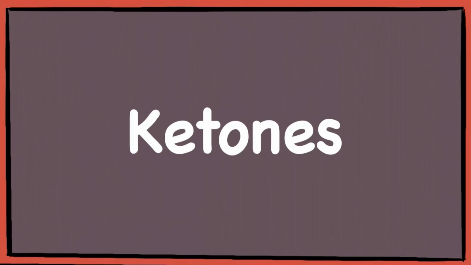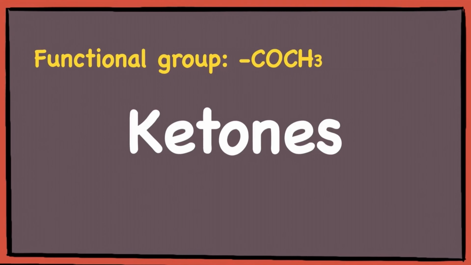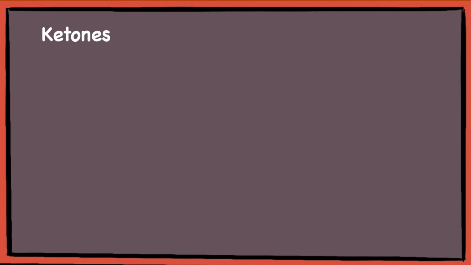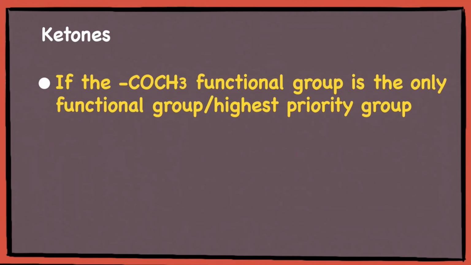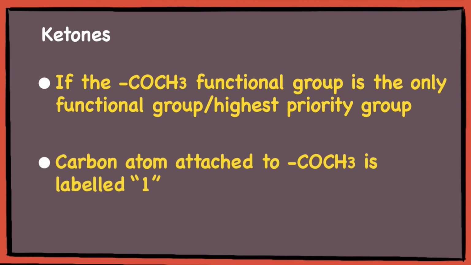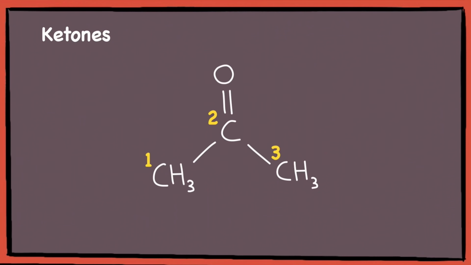For ketones, it has the functional group COCH3, and it looks like this. As such, it has the suffix -one. Similar to aldehydes, if the ketone functional group is the only functional group or the highest priority out of all the functional groups within the same organic compound, the carbon atom attached to the functional group will be labeled as the first starting carbon atom position of the parent chain. For this example, there are 3 carbon atoms in the parent chain, hence it will be called propanone. Likewise, if I were to add 1 more carbon atom, it will be called butanone.